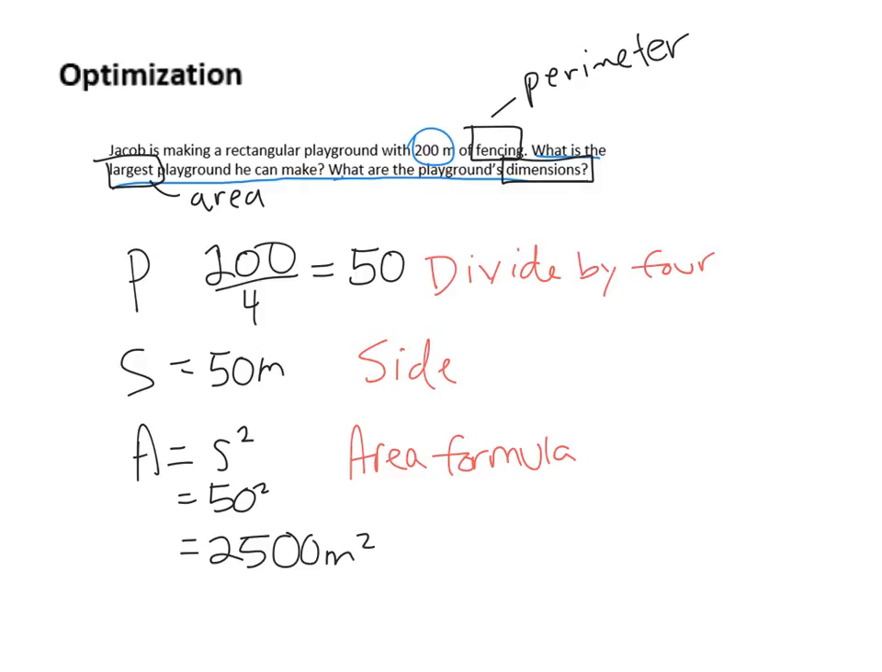So it's a square, so if one side is 50, the other sides are all going to be 50, and the dimensions are therefore going to be 50 times 50, or 50 by 50. 50 representing the length on the left, 50 representing the width on the right, 50 by 50.